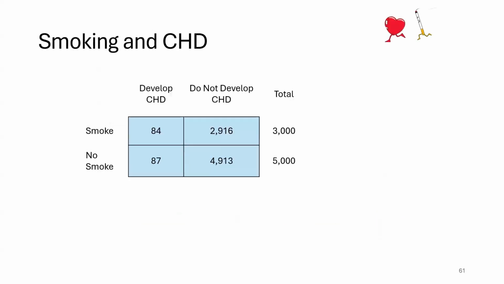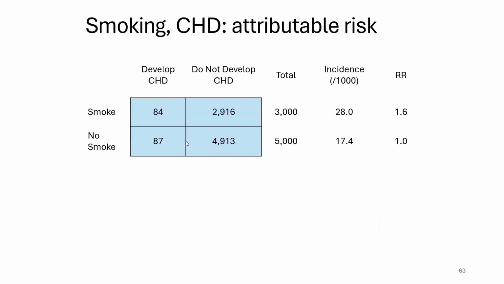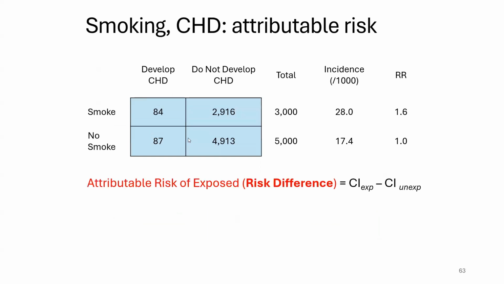So going back to our example about smoking and coronary heart disease, we calculated the incidence among those who smoked and among those who didn't smoke. And we calculated a risk ratio of 1.6. And that we calculated in this way. So we get the relative risk, but let's look at the risk difference.